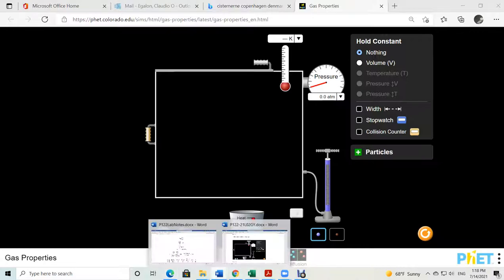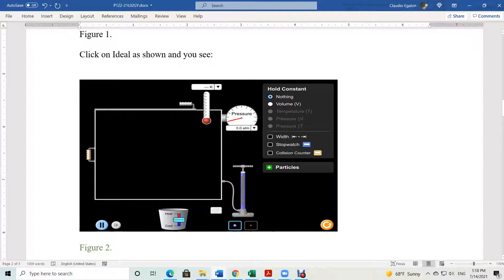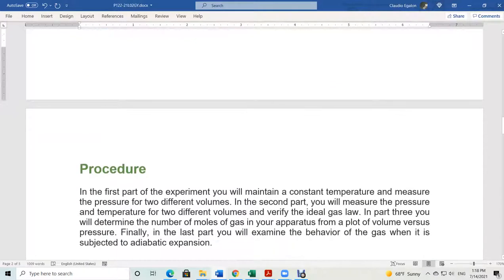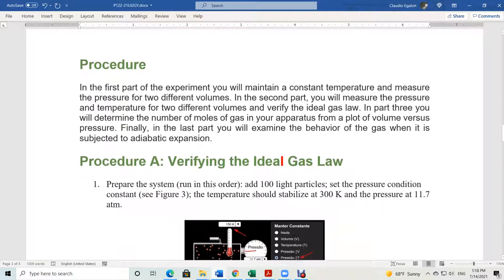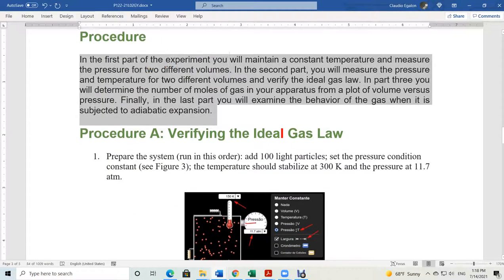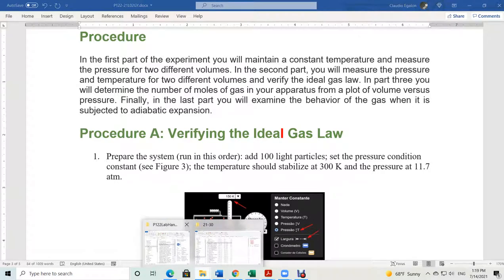Let's go back to our instructions. Figure 2, procedure. In the first part of the experiment, you maintain a constant temperature and measure the pressure for two different volumes. In the second part, you measure the pressure and temperature for two different volumes and verify the ideal gas law. In part 3, you will determine the number of moles of the gas in your apparatus from a plot of volume versus pressure. Finally, in the last part, you examine the behavior of the gas when it's subject to adiabatic expansion.